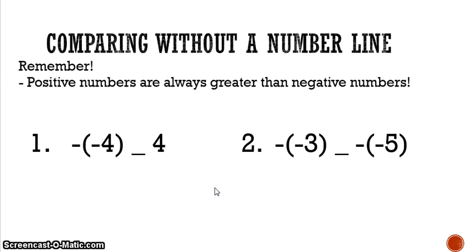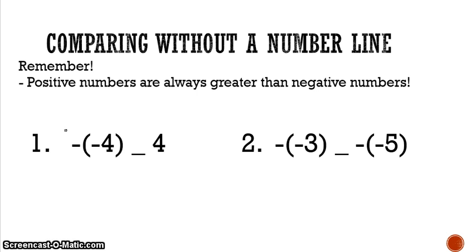Now, if you don't have a number line handy, let's compare these numbers. Just remember, something that's going to be very helpful to you is positive numbers are always greater than negative numbers. So if you have a negative number and a positive number that you're trying to compare, the negative number is automatically smaller, and the positive number is automatically bigger. So let's deal with this mess here.